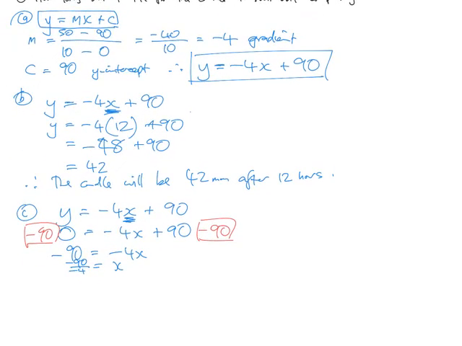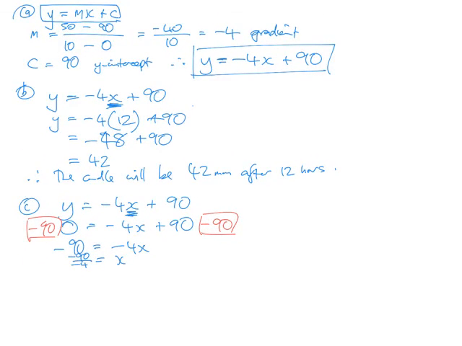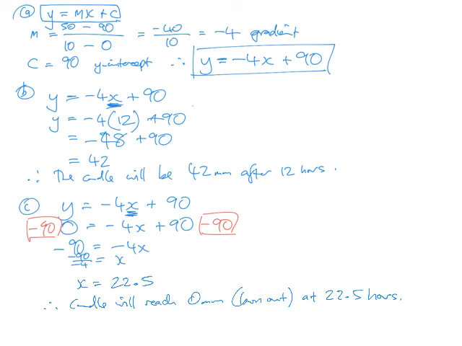Running out of space here. And then if you put that in your calculator, if you work out negative 90 divided by negative 4, x is going to be positive 22.5. So that's telling you that the candle will reach 0 millimeters, burn out, at 22.5 hours that it's been left burning. Alright, so that's an example of using a linear function to find exact answers to questions. Hopefully that helps you out, and I'll see you in the next video.